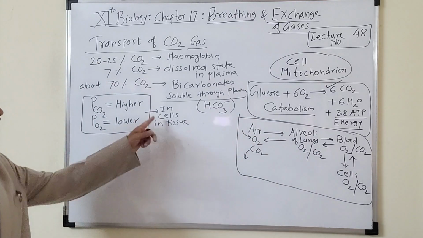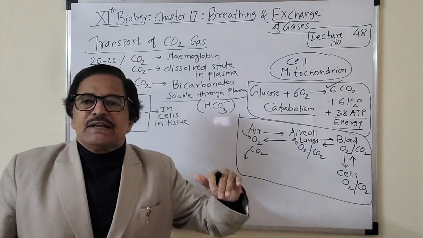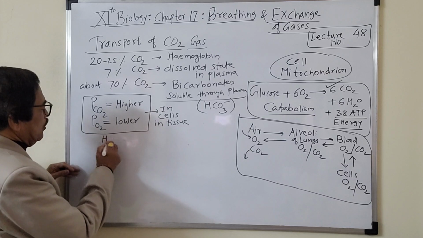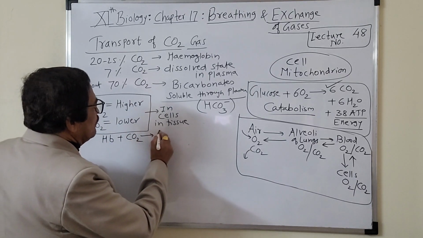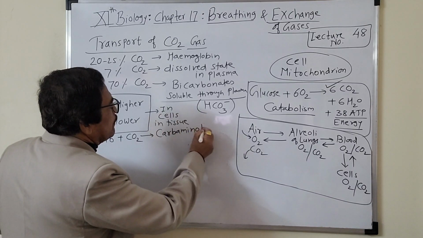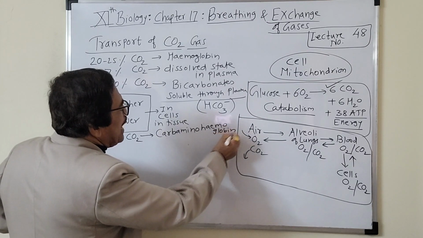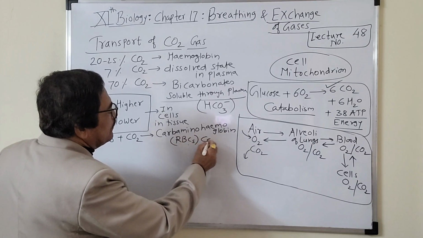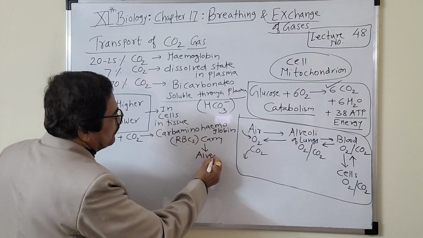Okay, so in cells or in the tissues PCO2, यानी partial pressure of CO2 higher है, partial pressure of oxygen lower है. So at that time, hemoglobin will combine with carbon dioxide gas easily and will form carbaminohemoglobin. Okay? And in that form, RBCs will carry them up to the alveoli of the lungs.